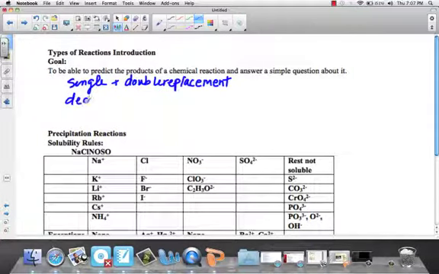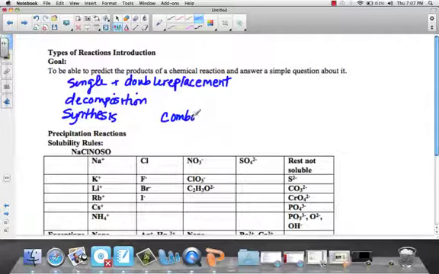We have decomposition, breaking something down. We have synthesis, we're putting something together. And we have combustion. Combustion is when something combines with oxygen to produce carbon dioxide and water.